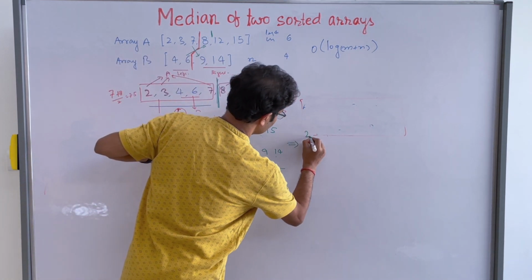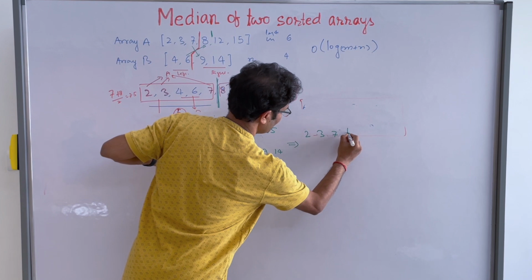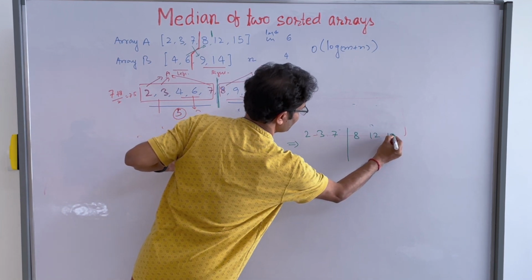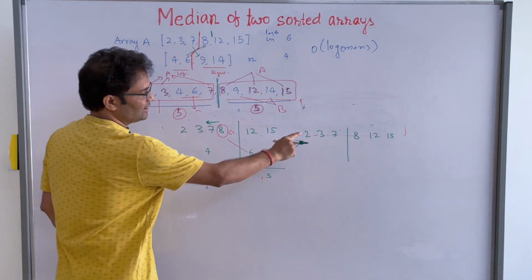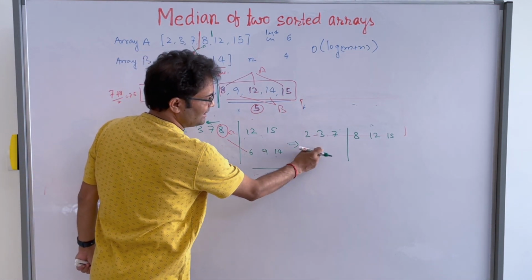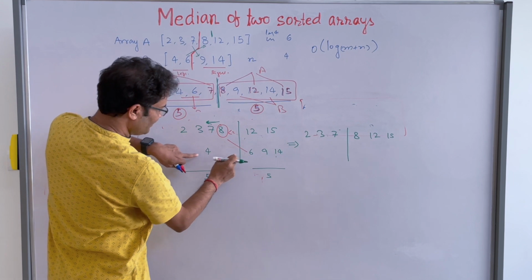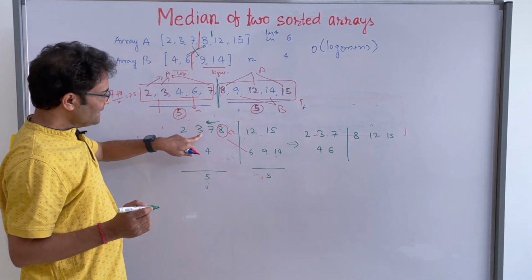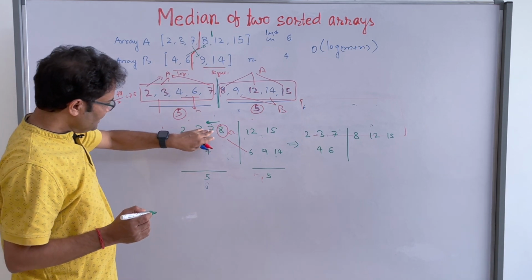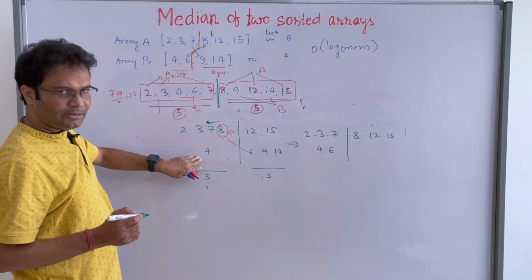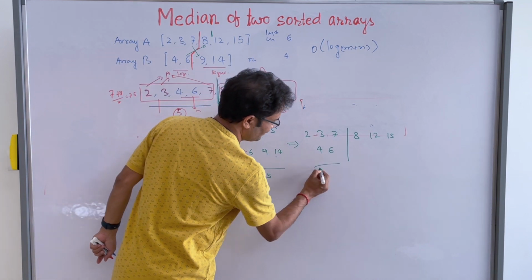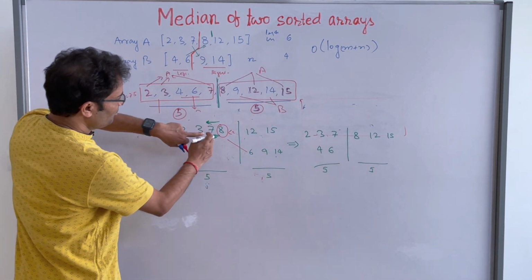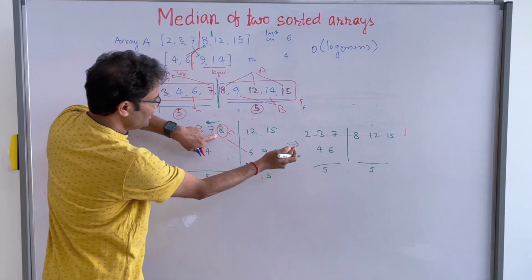So 2, 3, 7, we are sending the 8 that side, so 12, 15. The moment you send the 8 that side, I need the 5 element. So automatically the 6 will come here. So if any adjustment you do here in array A, automatically it will happen in B, because I need the 5 this side and the 5 this side. So the moment you send the 8 to the right side, it becomes the 3.